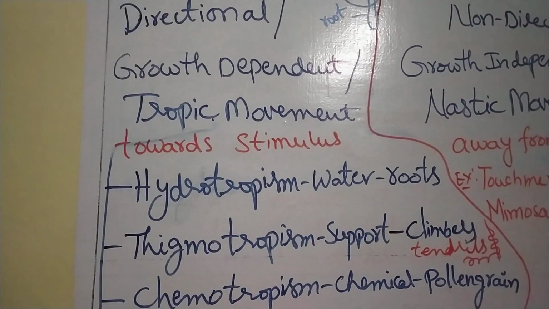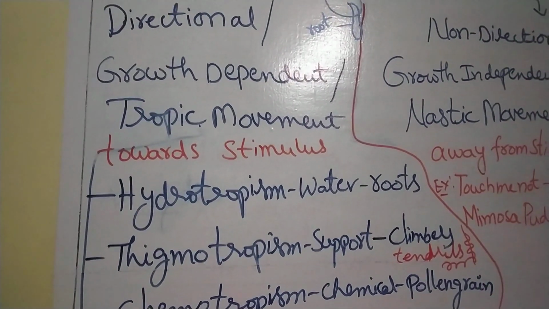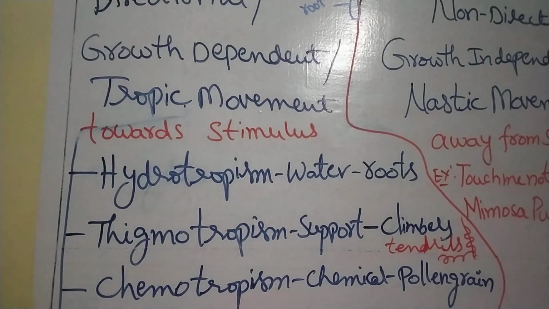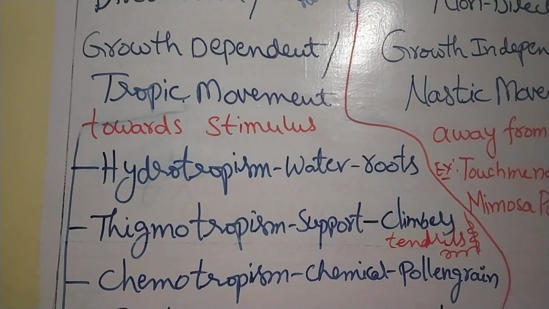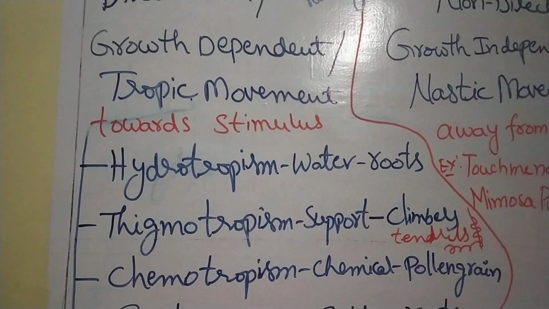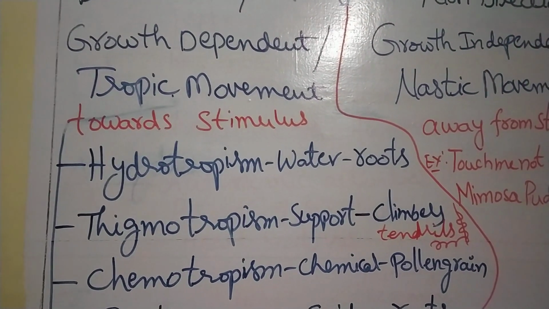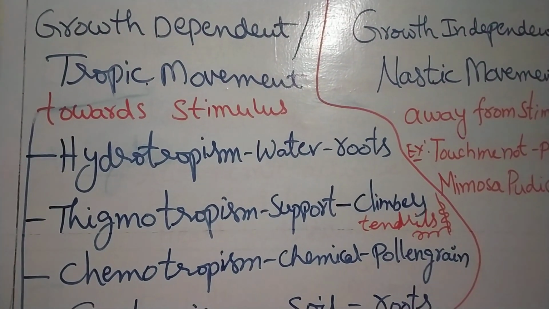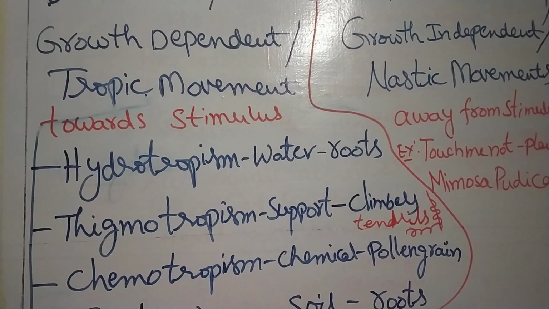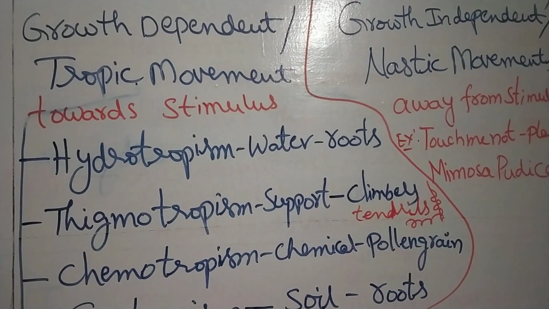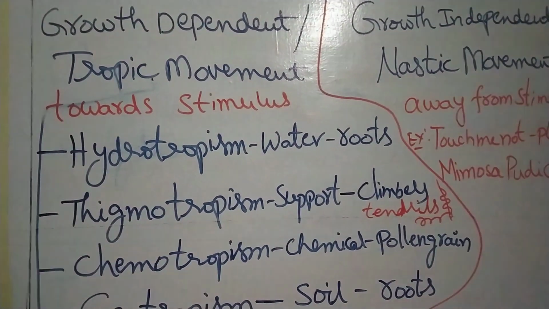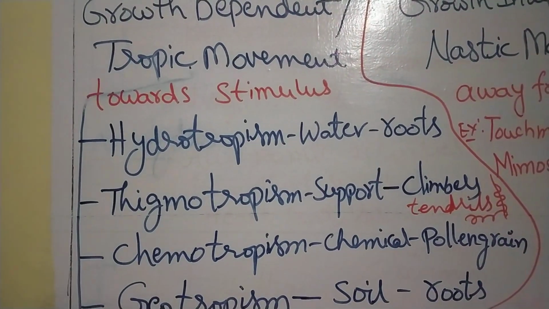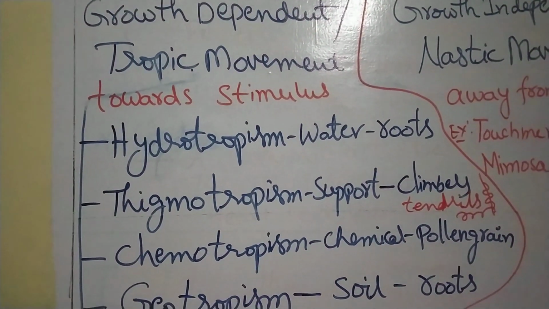Directional movements are also called tropic movements. Always a part of the plant moves towards the stimulus. If a part of the plant moves toward water, the movement is called hydrotropism. Which part of the plant moves toward water? Always roots. If you pour water on the soil, the roots move towards the water to absorb it from the soil. Not only roots, some aquatic plants like hydrilla and vallisneria also show this.